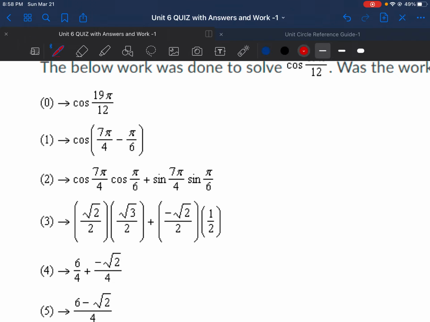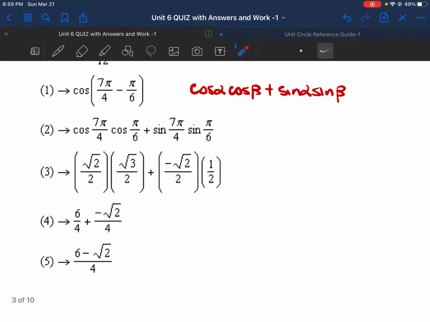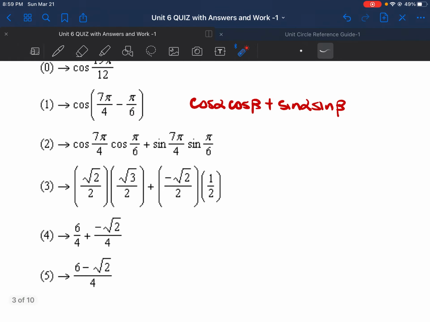And just as reference, I'll go ahead and write it down. Cosine subtraction formula: cosine alpha, cosine beta, plus sine alpha, sine beta. So again, cosine, that weird one, subtraction formula has a plus sign in the middle. Let's make sure that they carried over all these pieces correctly. So let's go and calculate cosine 7 pi over 4.